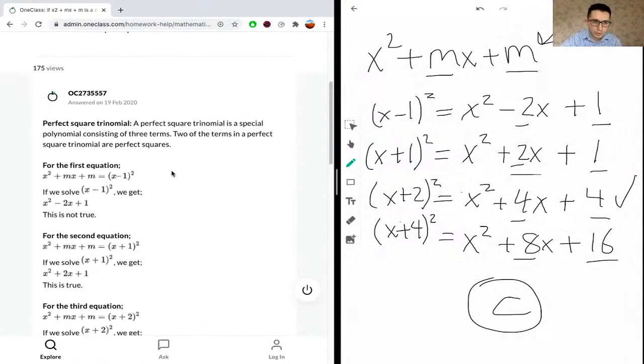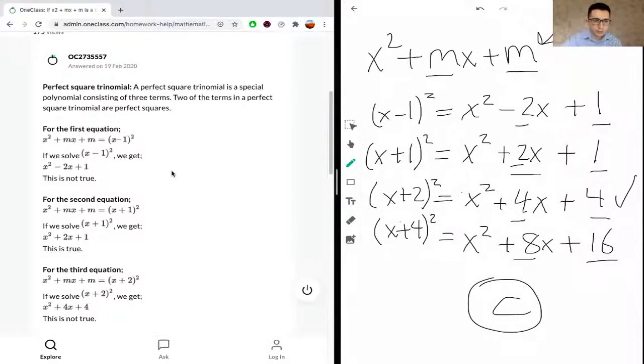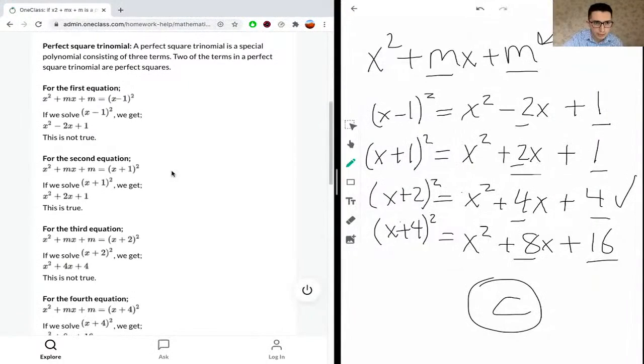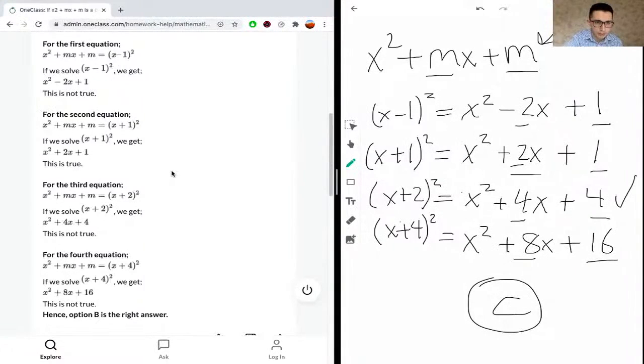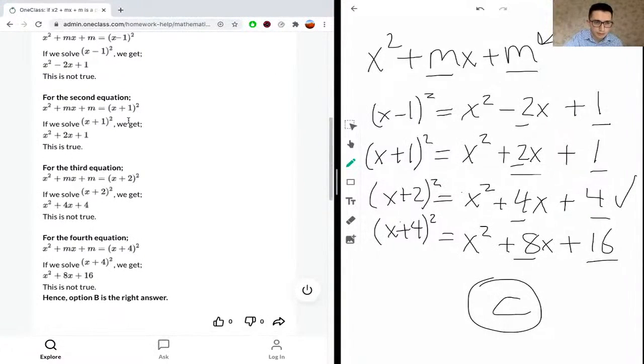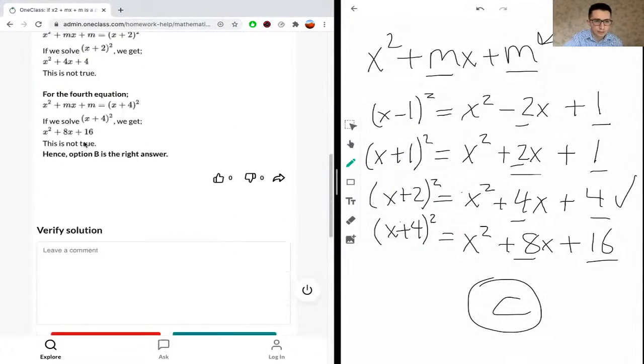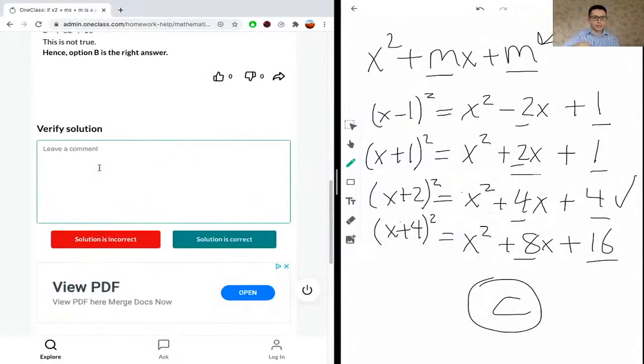They give you here in their solution, the student gives the definition for the perfect square trinomial. They go through each step, and say A is incorrect, B is correct. Where they get x squared plus 2x plus 1, they get the same output as us, but for some reason they say it's true. And then C is not true, so C here is the correct answer, and the solution provided is incorrect.